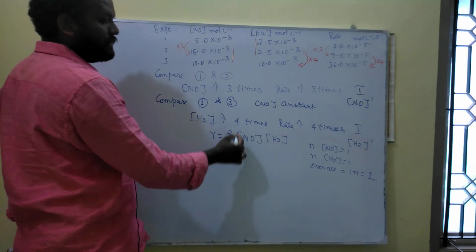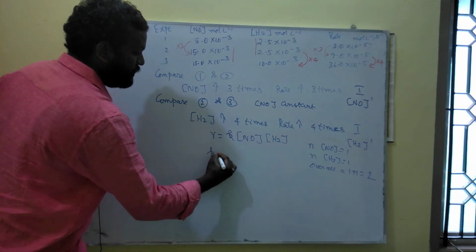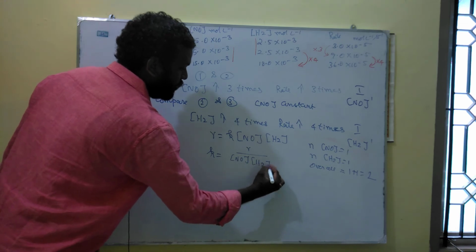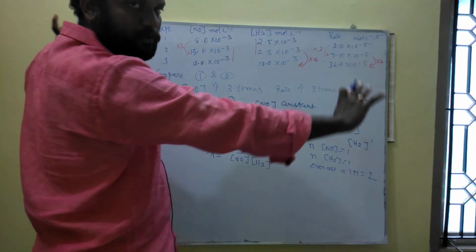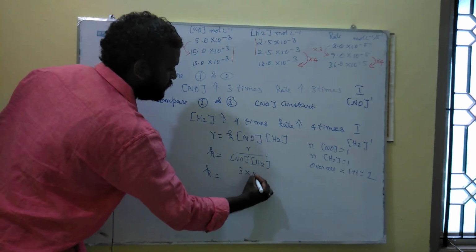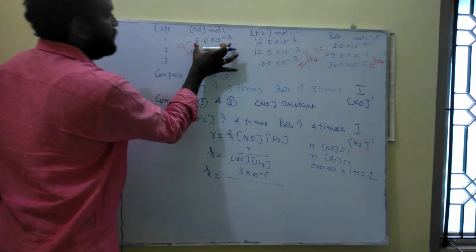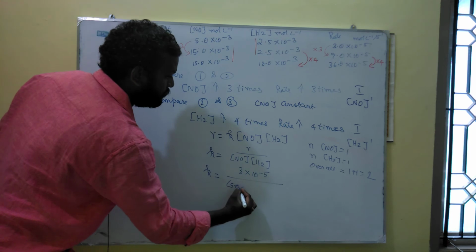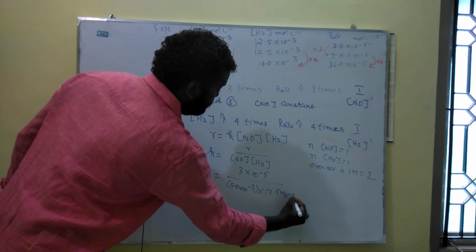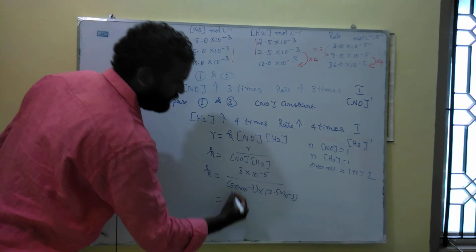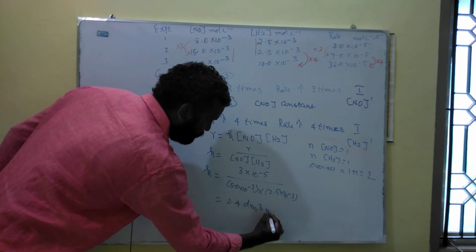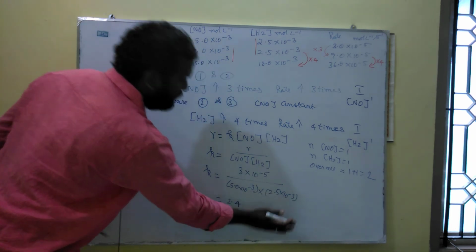Now I have to calculate the rate constant. What is rate constant? K is equal to R divided by concentration of NO into concentration of H2. You can get these values from any experiment. I will take from the first experiment. R is equal to 3 into 10 power minus 5 divided by concentration of NO 5.0 into 10 power minus 3 into 2.5 into 10 power minus 3 is given. So from this I can get the value of 2.4 decimeter cube per mole per second, or simply 2.4.